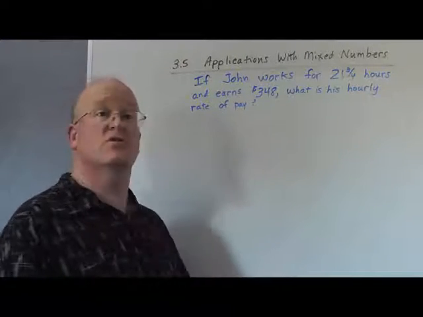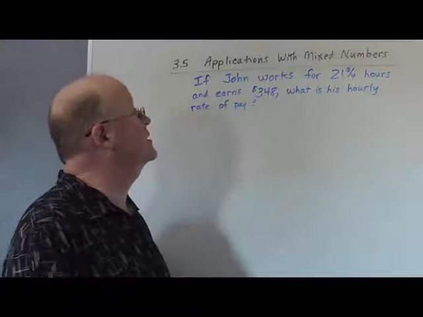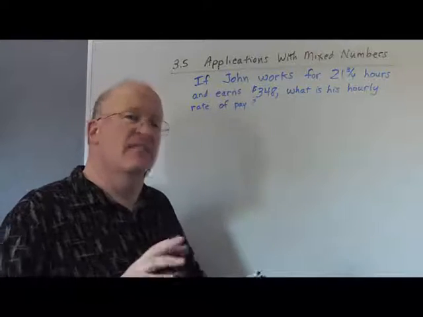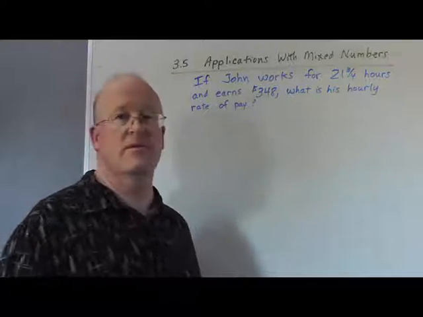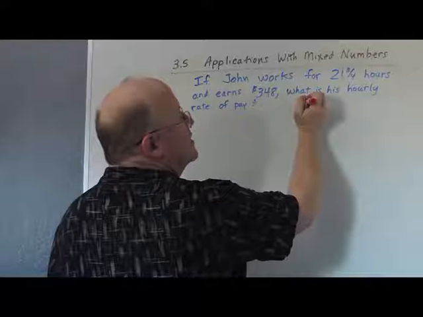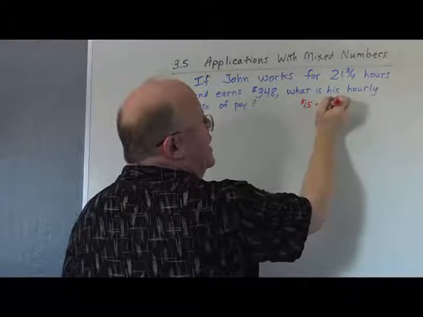If John works for 21 3/4 hours and he earns $348, what is his hourly rate of pay? Now that may be a little bit harder for us to focus on because of the mixed number there, so let's just think of something a little bit easier. Let's pretend that you make $15 an hour and you work for 10 hours.